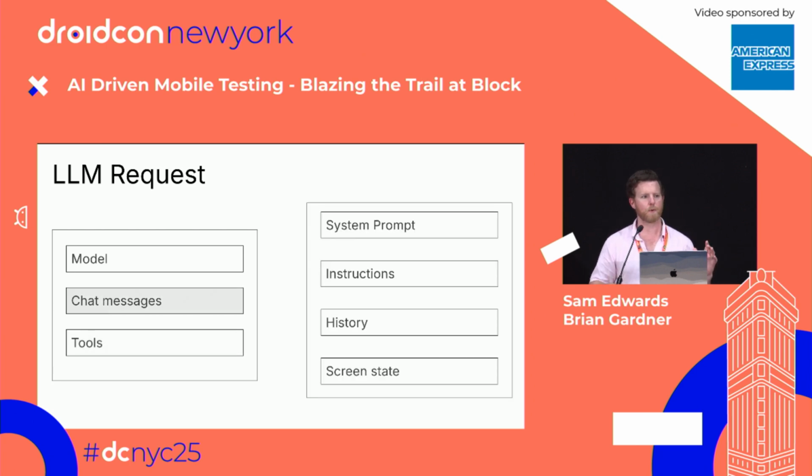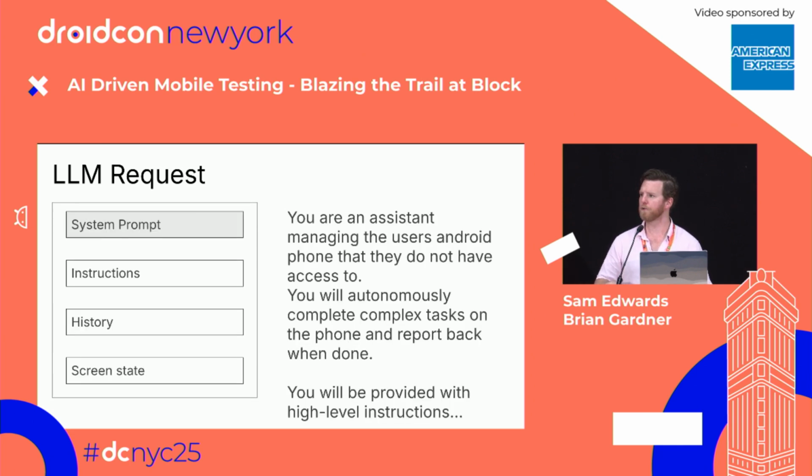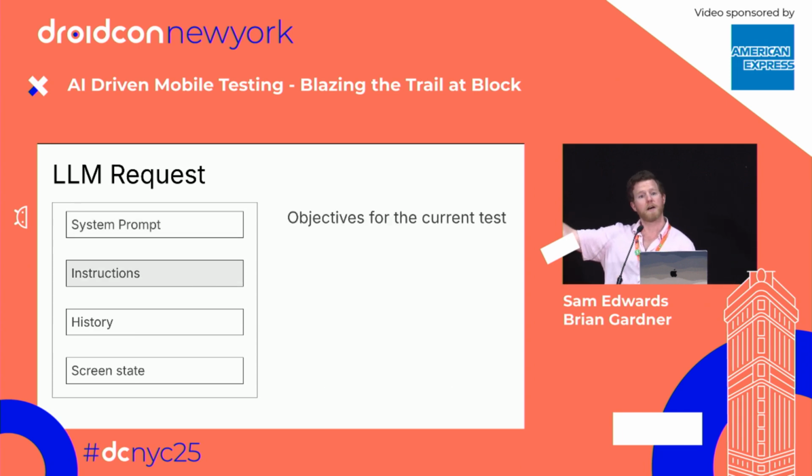The chat messages, this is where is the AI's view of the world and what you want it to do. Ours are broken up into 4 distinct areas. The first of which is a system prompt. This is basically just what the AI's job is. This is a snippet from our existing system prompt. It's, you're an assistant managing a user's phone. You're going to autonomously complete tasks and report back when you're all done. You'll be provided with instructions, blah, blah, blah. There's a lot of stuff in there. The instructions themselves, these are the actual test objectives. So you're going to log in, or you're going to order a card and make a purchase, things like that.